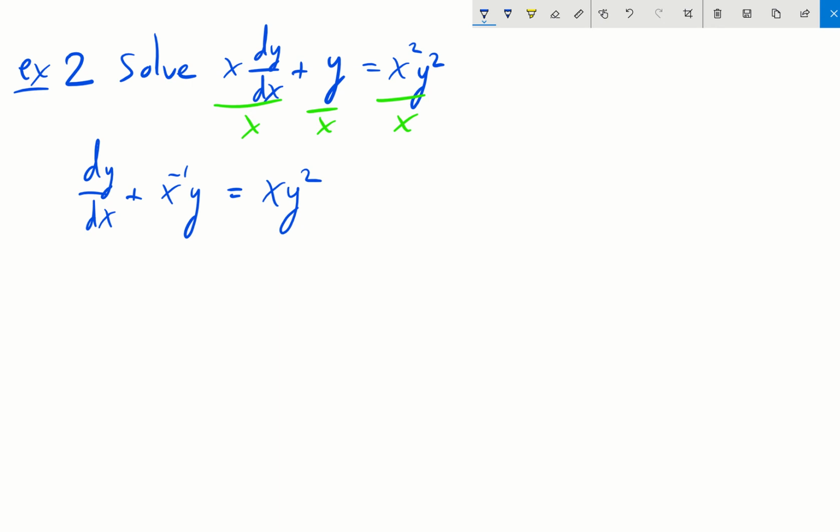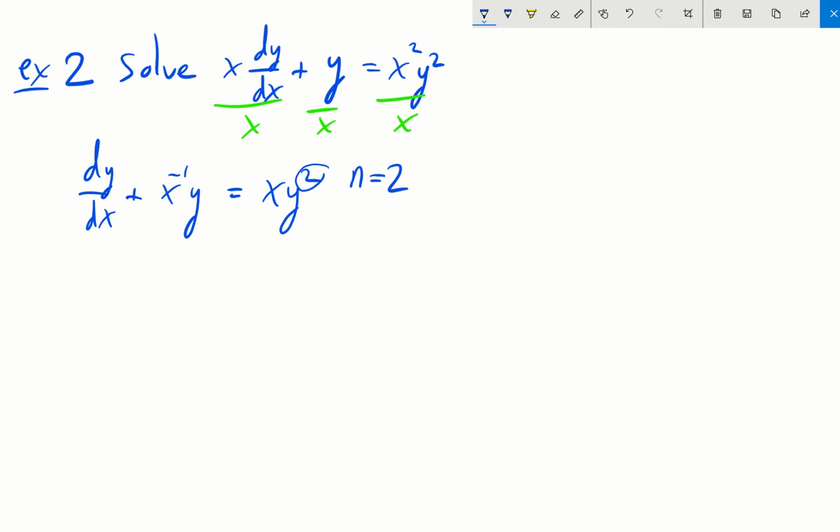So we look at this and we say, okay, we have some function of x times y is equal to, on the right hand side, some function of x times y to some power. It's very important that with the linear, we want this y coefficient to be 1. And then coming over here, we see that this is a Bernoulli equation with n equals 2.